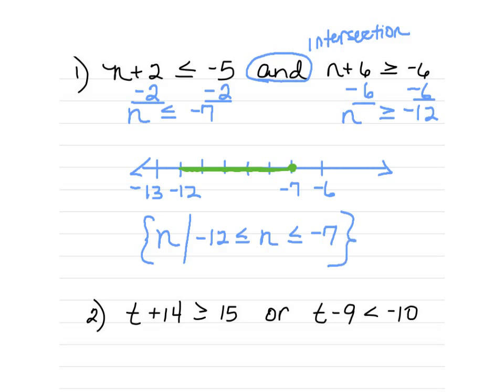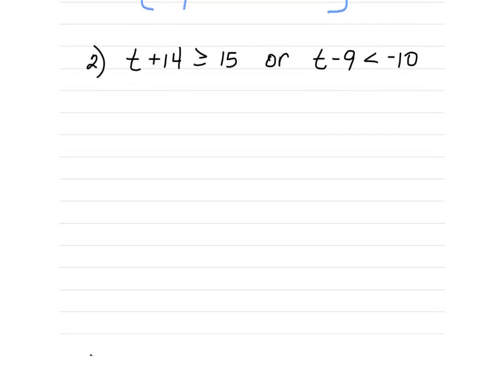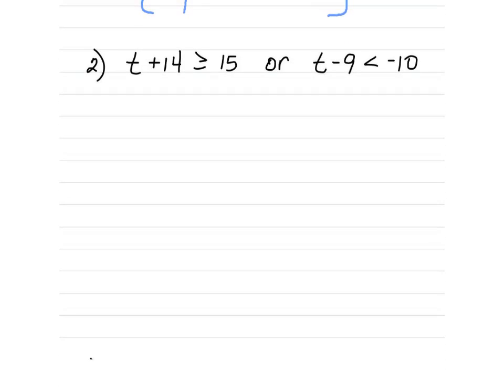Okay. All right, number 2. On number 2, notice that this is an OR. An OR is a union. It's a union graph. So what I need to do is graph both of them together on one graph, and every point that's included on each of them will all be graphed on one number line.